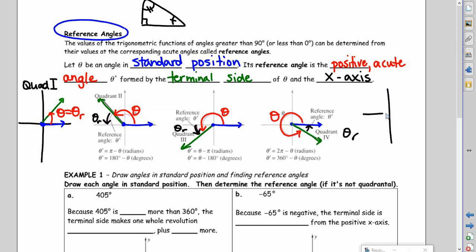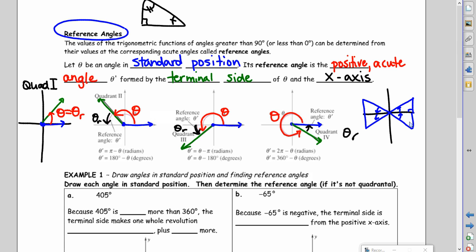So reference angles: if I'm in the first quadrant, then my reference angle would be here, and I could draw a right triangle like that. If I land in the second quadrant, then my reference angle would be here, and I can draw my reference angle. If I land in the third quadrant, my reference angle is there, and I can make a right triangle. And if I land in the fourth quadrant, my reference angle's there, and I can make a right triangle. And they call that a bow tie.